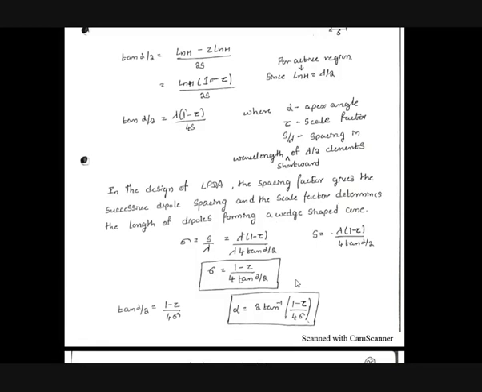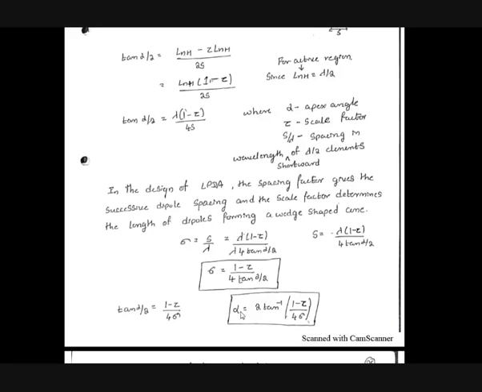spacing factor. So sigma is nothing but s divided by lambda, where s is the spacing between the two lengths of the dipole. Now consider s divided by lambda. You know the value of s: s is nothing but lambda into 1 minus tau divided by 4 tan alpha by 2. You can substitute in this particular equation.